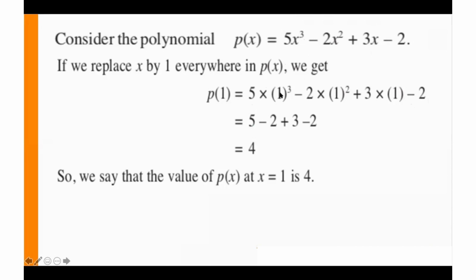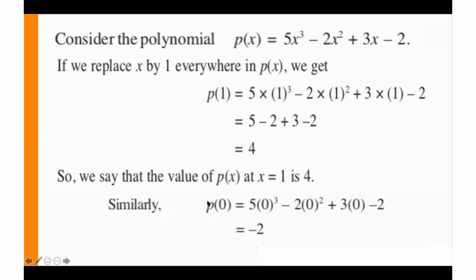That gives us 5 into 1 becomes 5, minus 2 into 1 becomes 2, plus 3 into 1 is plus 3, and minus 2. 5 minus 2 gives us 3, 3 plus 3 is 6, and 6 minus 2 is 4. And so we say that the value of p of x at x is equal to 1 is 4.